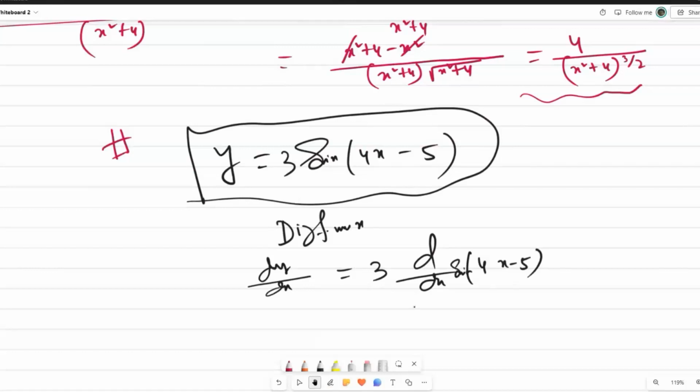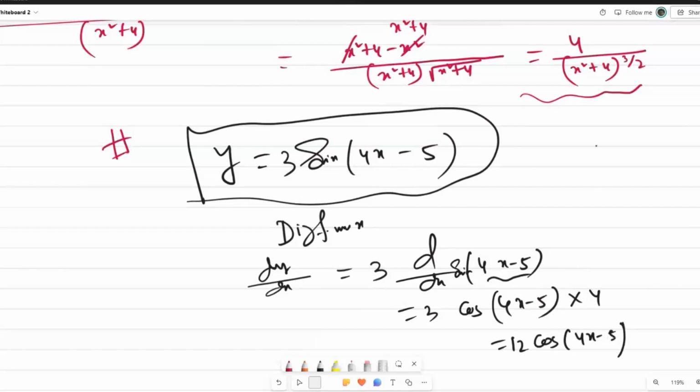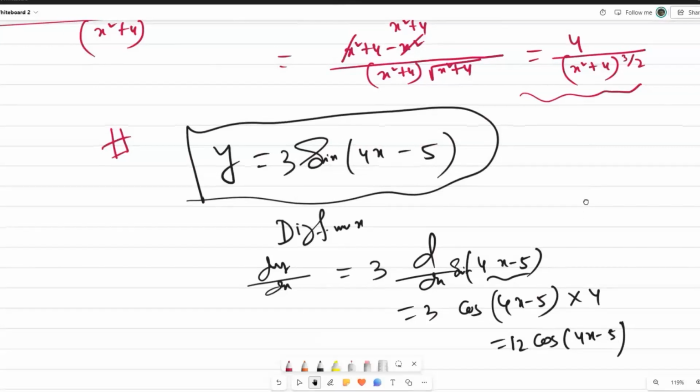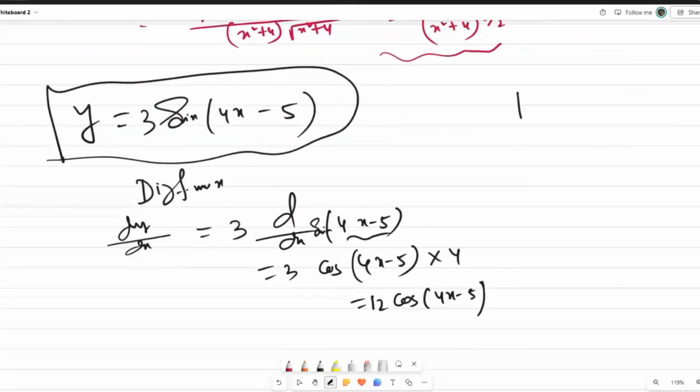Sine of 4x minus 5. Its derivative is what? Cos, into the derivative of this thing to be multiplied. That is 4. That is 12 into cos of 4x minus 5. Clear? Yes. Now practice a few sums on this kind of thing.